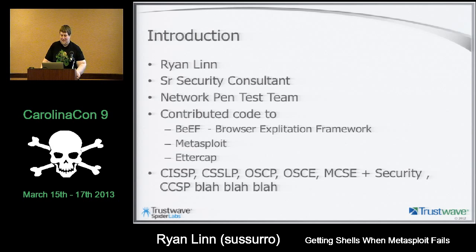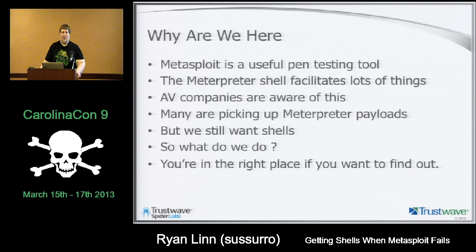I'm Ryan. This is Stuff About Me. We're going to be talking about what happens when we try to use Metasploit and then things don't go well. Metasploit's a helpful pen testing tool, but AV is getting better at picking up stuff. So, we're going to figure out how to do some AV bypass and some other ways to get shells when Metasploit's just not doing it.